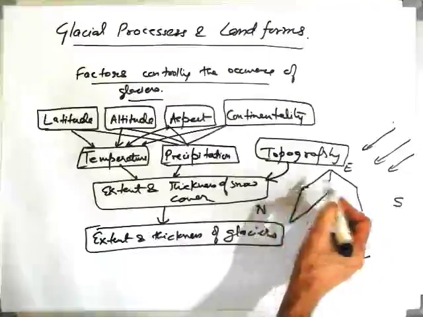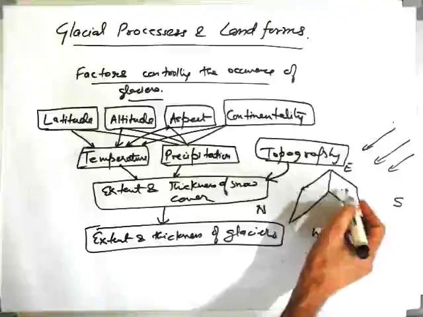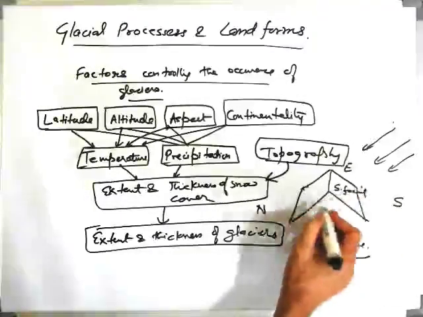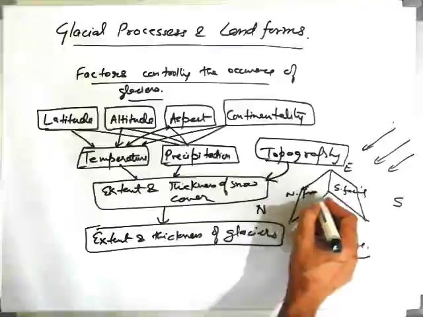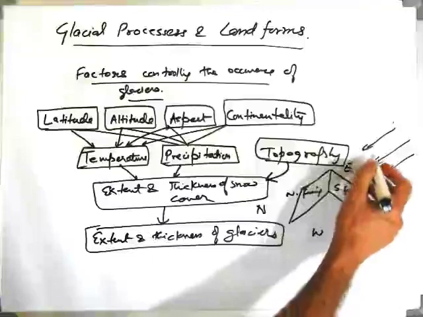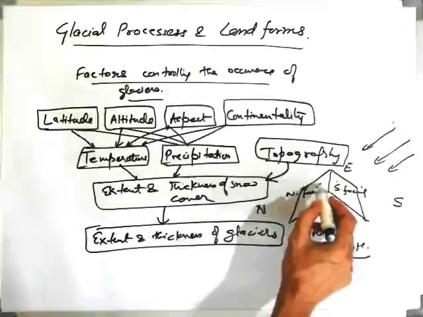So it will always light up, or it will always warm, the south facing slope. This is the south facing slope. This is the north facing, because this slope is facing the north direction. This slope is facing the south direction. So this will be heated up more, this will be heated up less.